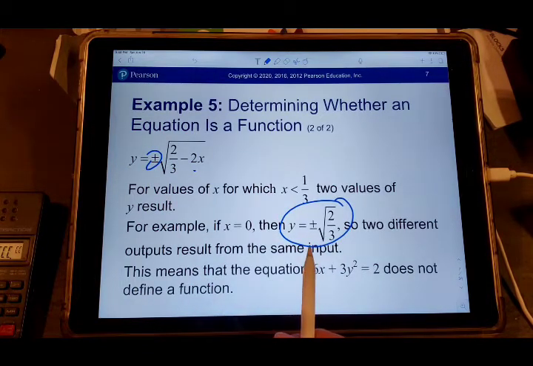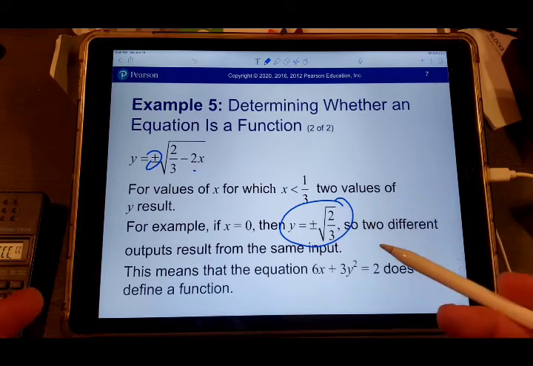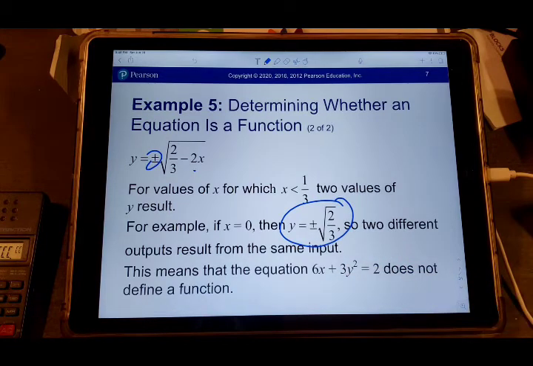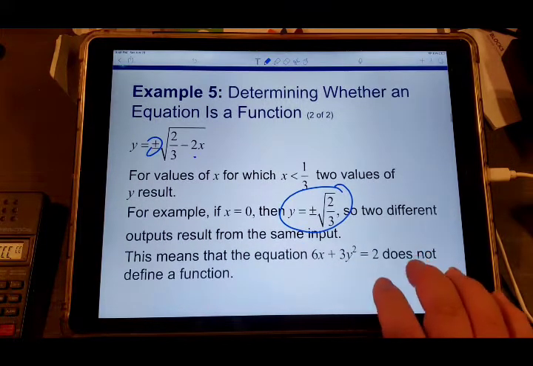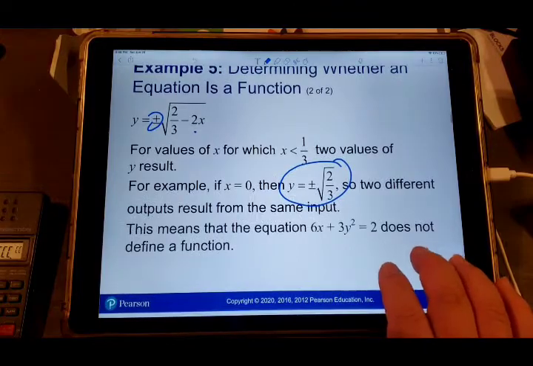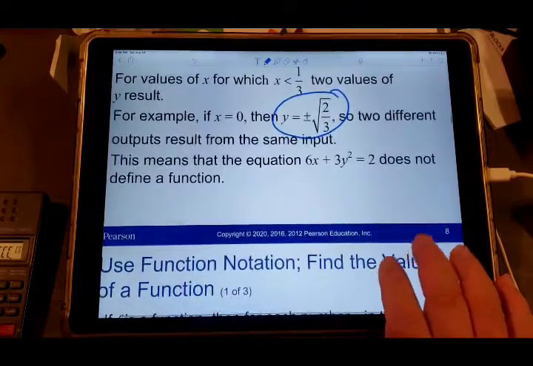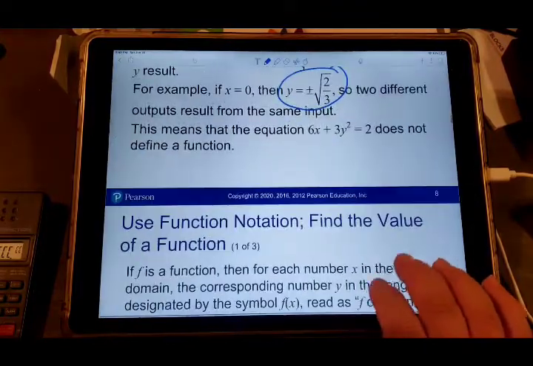So that's a situation where you put in one value of x, you get 2 answers for y, so it's not a function. It's still a relation that relates x and y, but it's not a function, and more often than not, we deal with functions.